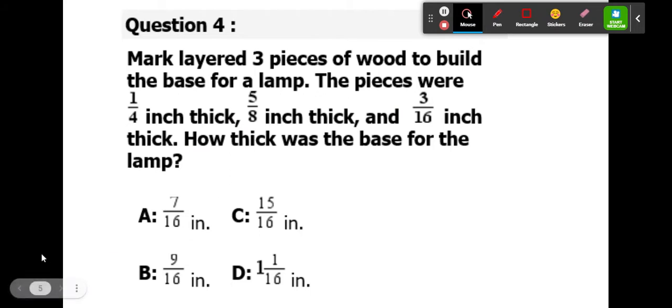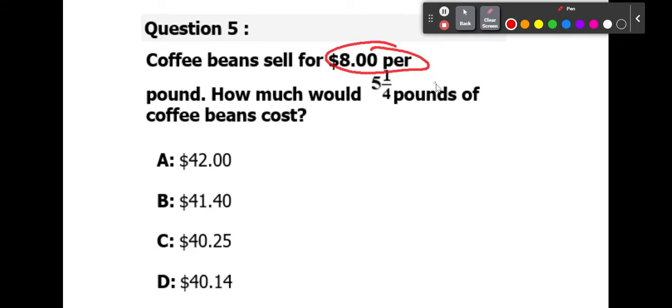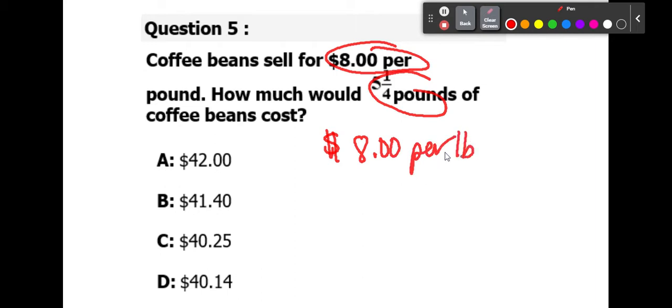All right, let's look at question 5. Question 5 says coffee beans sell for $8 per pound. How much would 5 1/4 pounds of coffee beans cost? So there's my number, $8 per pound, and there was 5 1/4 pounds. And I want to know how much they would cost. I'm going to make this an easier problem. What if I made this 5 1/4 and I just said it was 5?